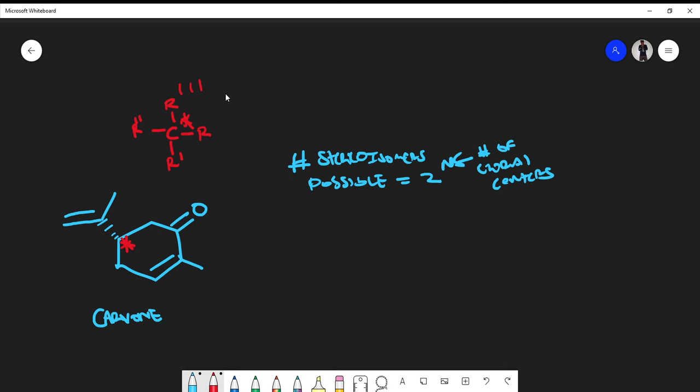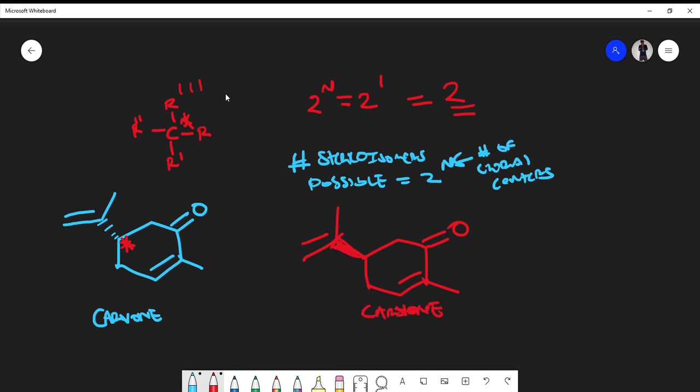So we say the number of stereoisomers possible would be 2 to the n. So essentially we have 2 to the 1, because we only have 1 chiral center. So the number of stereoisomers possible for carvone would be 2. Now since it's 2, we could quickly draw the other structure. The other isomer would look something like this, and this is the actual other isomer.